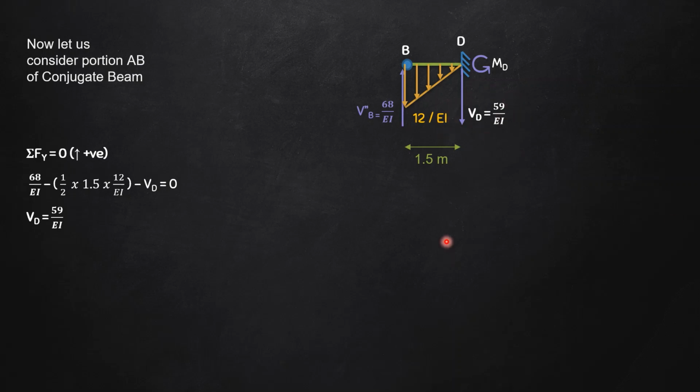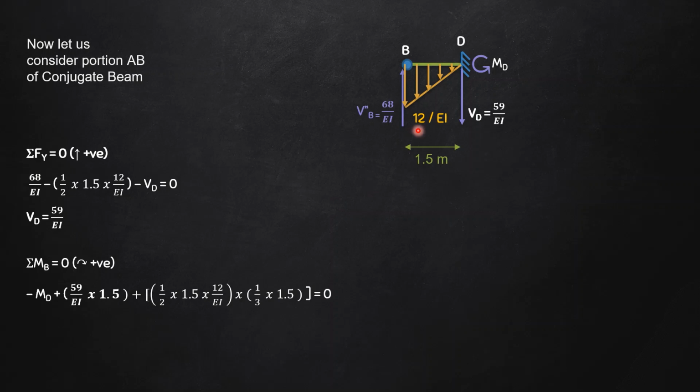In order to find out the moment MD, I'll go for the equation of equilibrium as summation of M about B equals to 0, and I'll take clockwise as positive, and I'll go from left to right now. Minus of MD, because this is anti-clockwise, right? Then VD will have a clockwise moment here, so plus 59 divided by EI into this distance 1.5, and then again this load is going to have a clockwise moment about B, so it will be half into base into height, that is half into 1.5 into 12.5 multiplied by the CG. The CG is at a distance 1/3 of 1.5, and all of this is equal to 0. So MD will be equal to 93 divided by EI, and since this has come out to be positive, therefore my chosen direction is correct. So I can directly write here as 93 divided by EI.